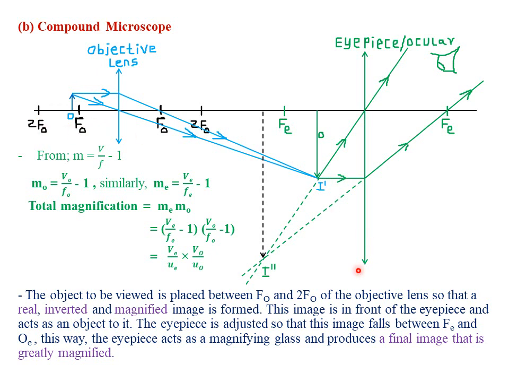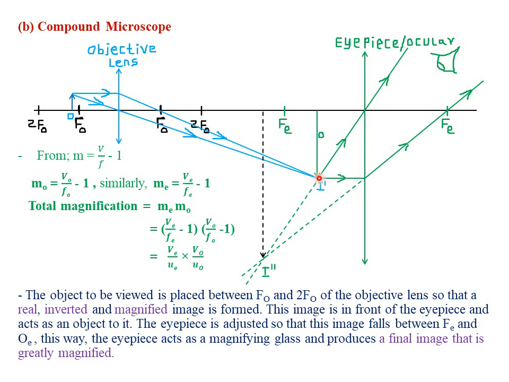This is so that a real, inverted and magnified image is formed. I'll simply use any two appropriate rays to locate the image that is formed. First of all, I'm using a ray of light through the optical center. You can see that particular ray will always pass undeviated. Then I'm using the second ray, a ray of light which is close and parallel to the principal axis. It will always be refracted through the principal focus, that is f0 of the objective lens. So this particular ray will always be refracted through f. You can see they are coming to meet at this particular point.